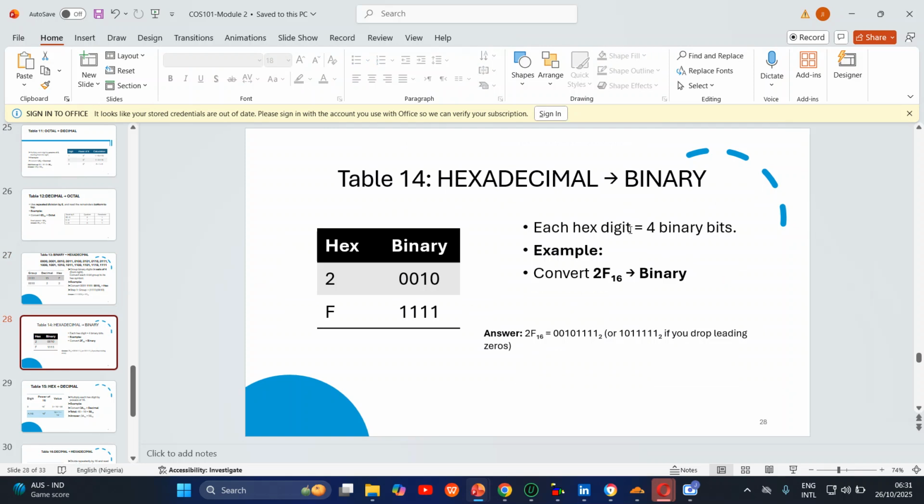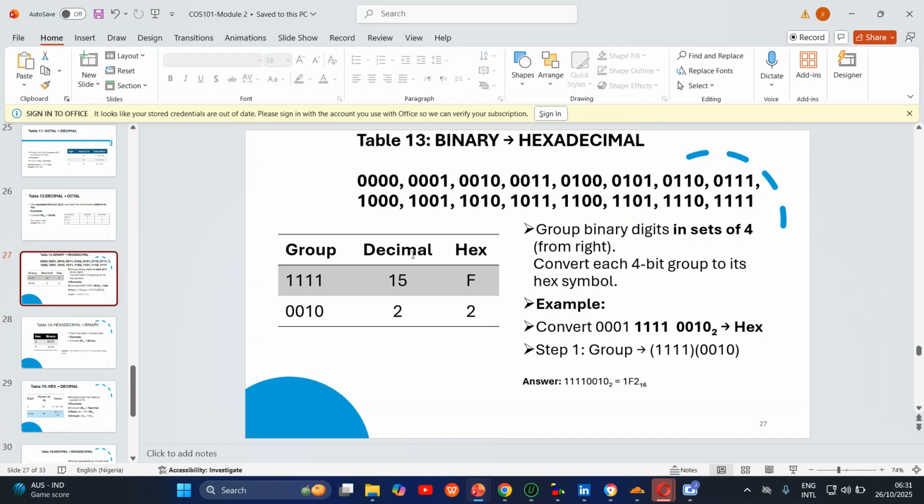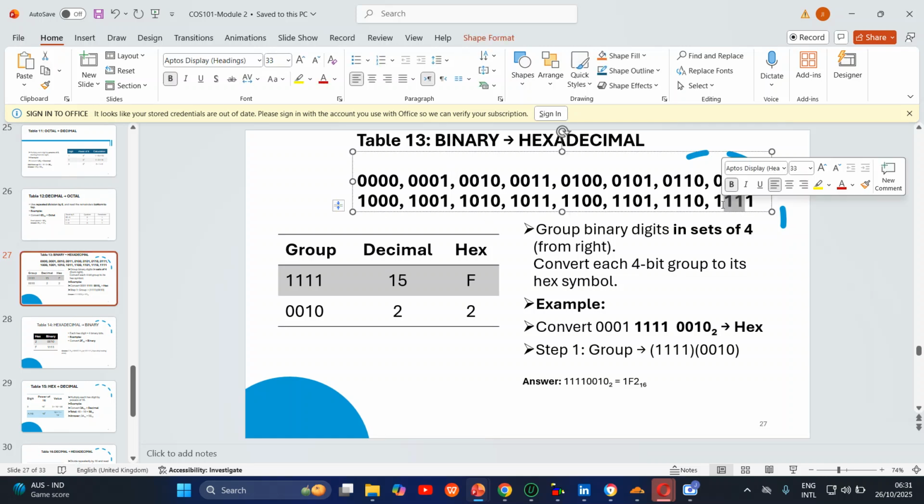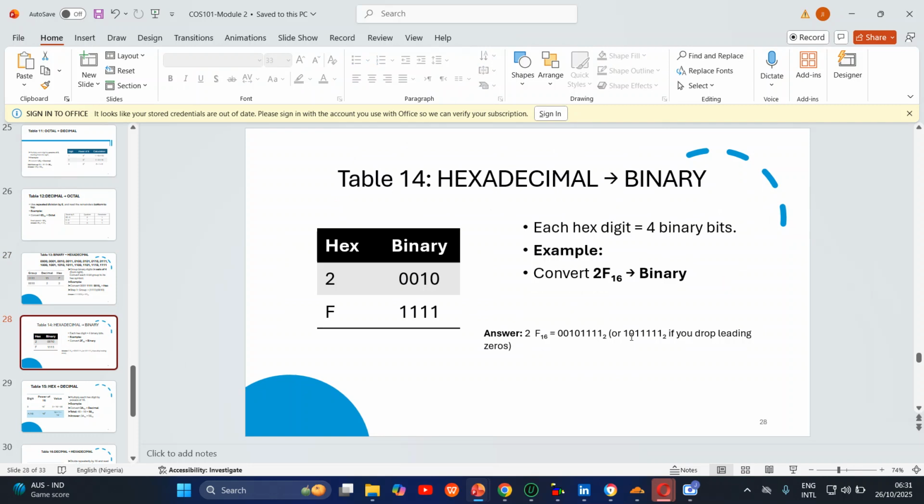Now each hexadecimal digit is equal to 4 binary digits, right? I think, yeah, we've done this one before. This one is not hard, right? These are not hard. So assuming we want to convert this to binary, which is 2F base 16, all you just need to do is to find the binary of 2 and the binary of F. So the binary of 2 is actually 0010, and the value of F is this, right? 1111. So if you concatenate them together, you have 00101111, and that's what we have here, right?